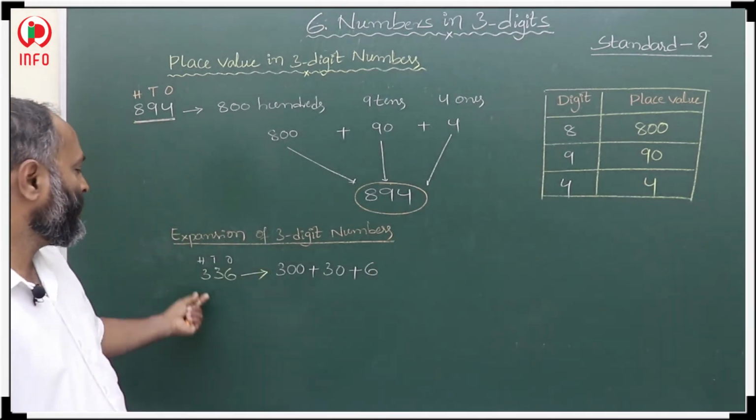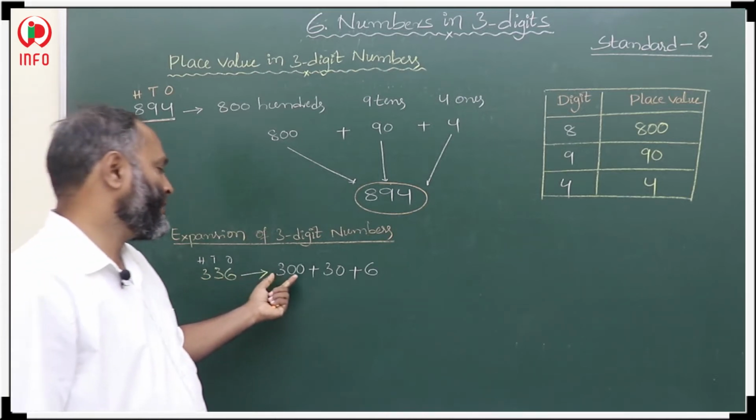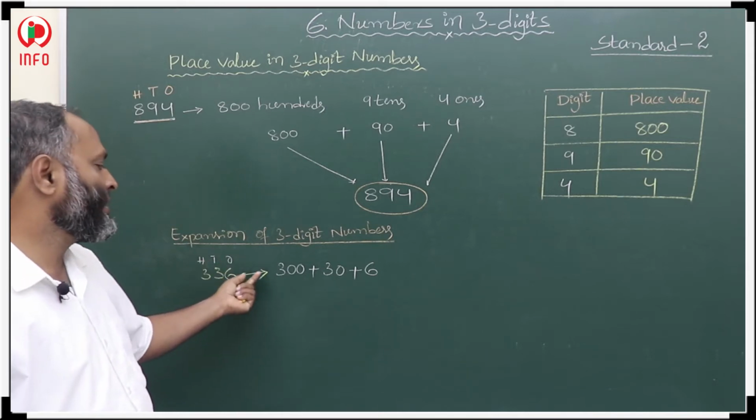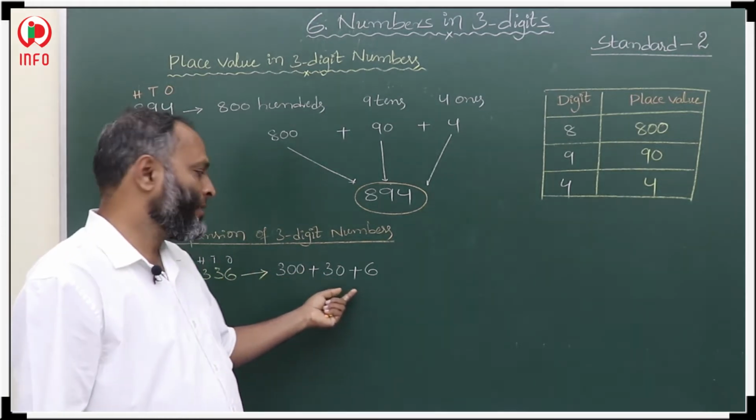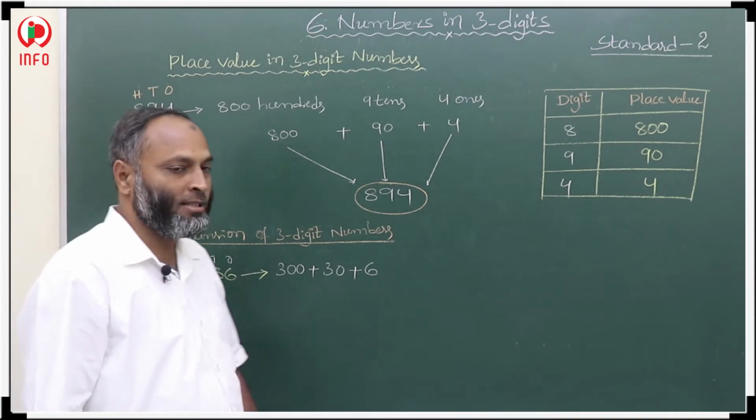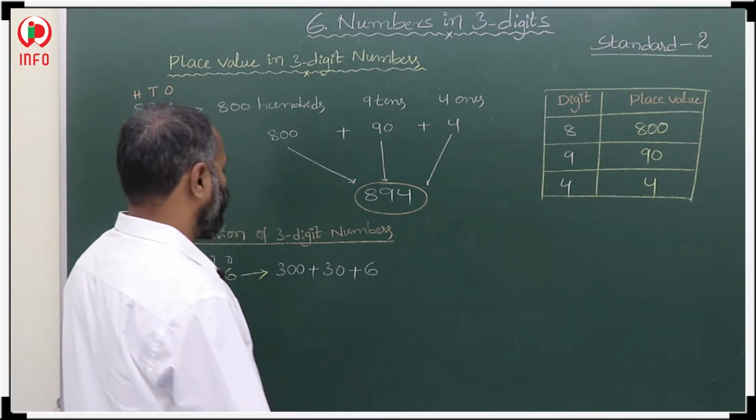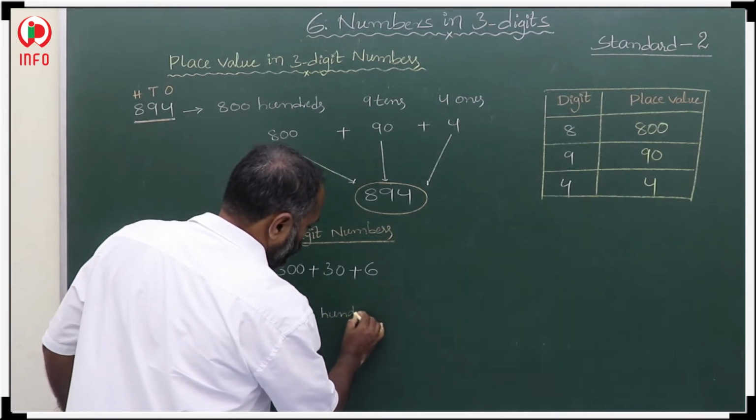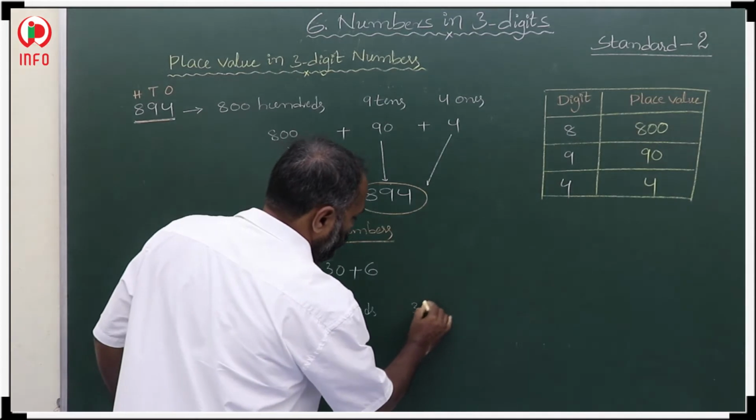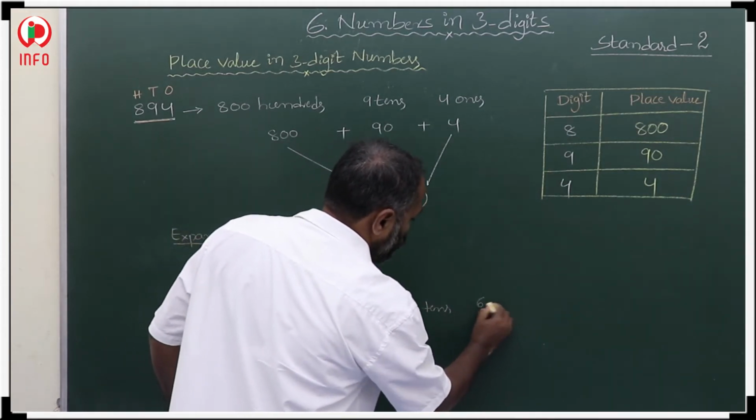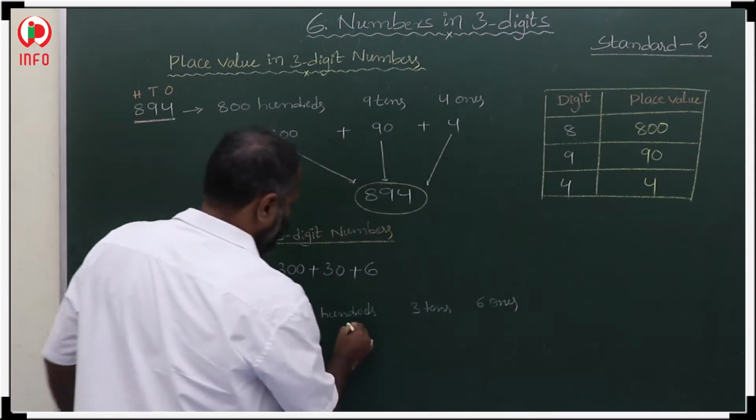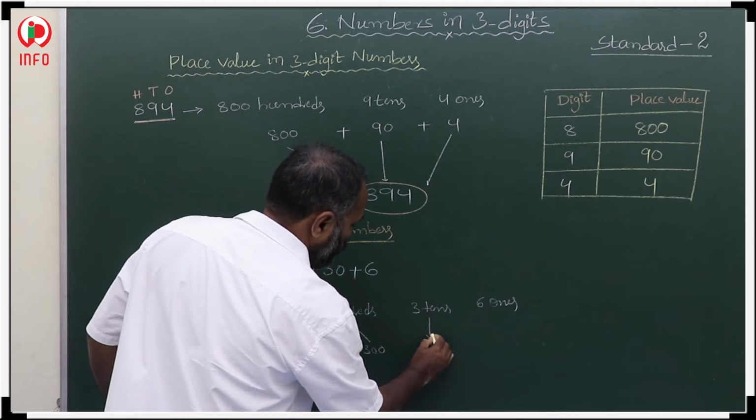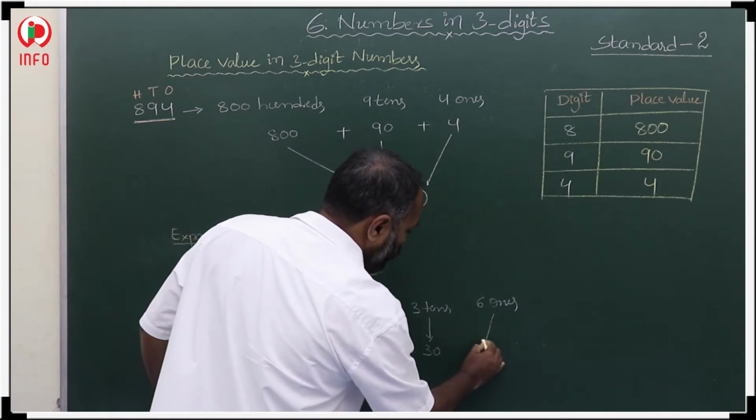This is expansion form. 3 in hundreds plus, we have to write 300 plus. Again, one more 3 is there, that is in tens plus, 3 tens, 30. And 6 in ones place, 6 ones are 6. Then what does it mean? 3 hundreds, 3 tens, 6 ones. 3 hundreds, 300, 3 tens, 30, and 6 ones, 6.